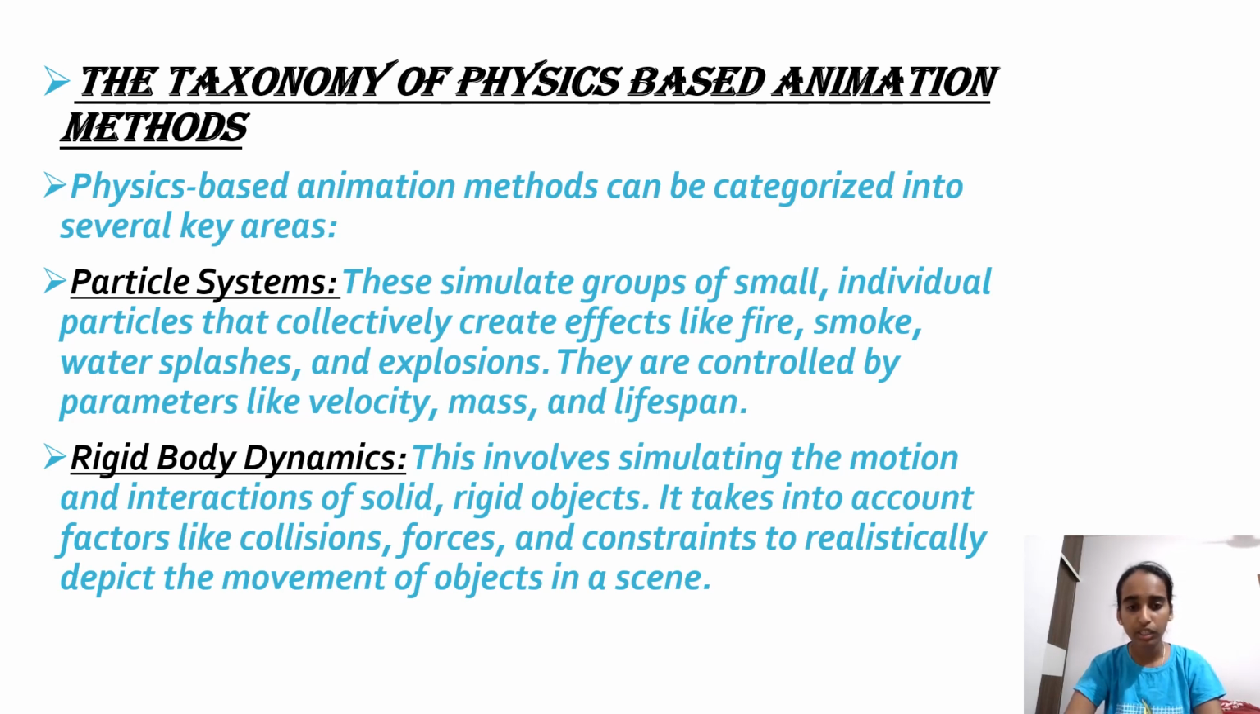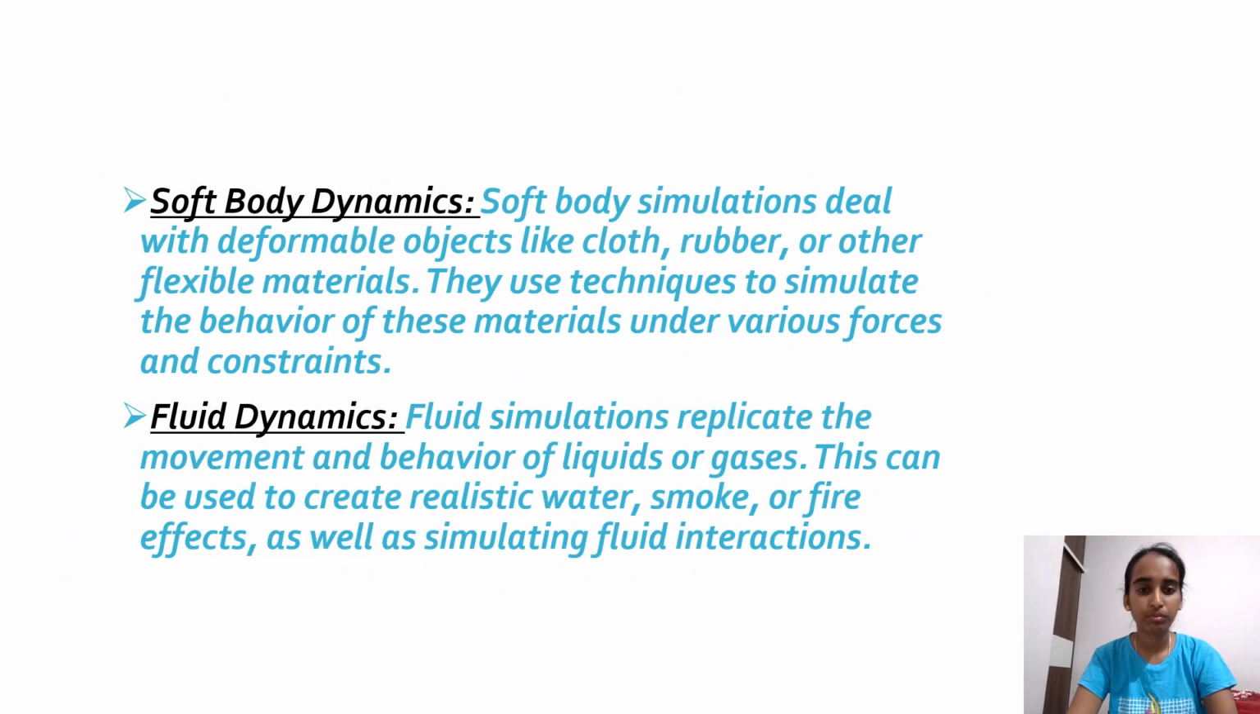Rigid body dynamics. It involves simulating the motion and interaction of solid, rigid objects, taking into account factors like collision, forces, and constraints to realistically depict the movement of objects in a scene. Soft body dynamics. Soft body simulation deals with deformable objects like cloth, rubber, or other flexible materials. They use techniques to simulate the behavior of these materials under various forces and constraints.